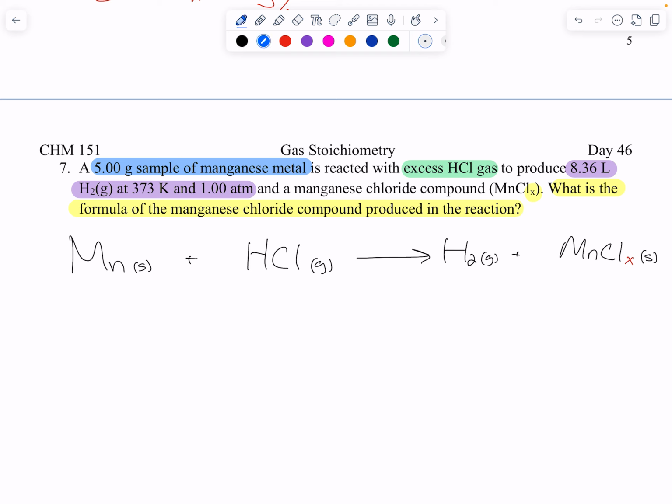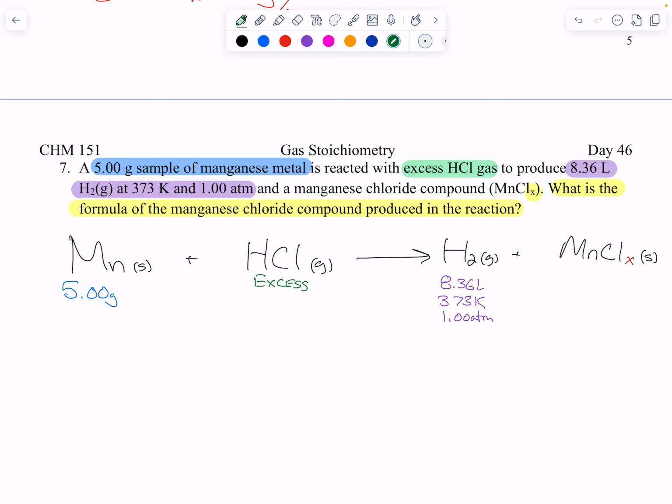What I do know is we have 5.00 grams of manganese, and we know that we have 8.36 liters, 373 Kelvin, and 1.00 ATM. And we have excess HCl. All right, so what do we do here? What type of problem do you think this is? I think this is a conservation of mass type problem, but with gas loss.